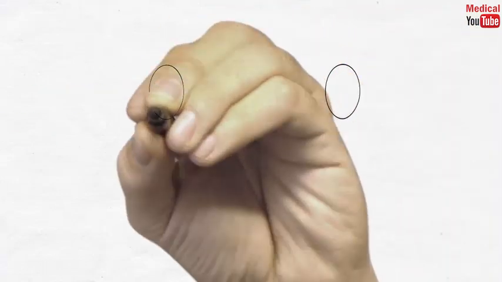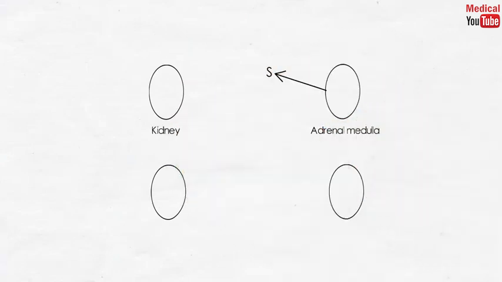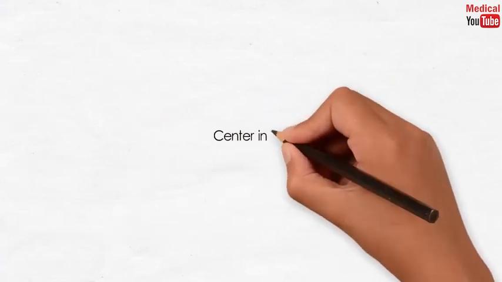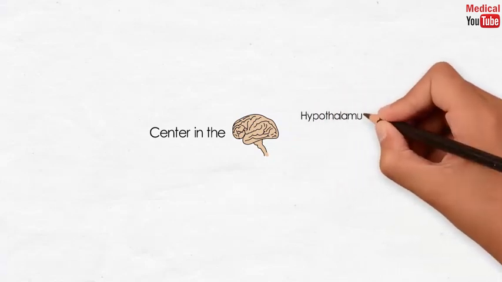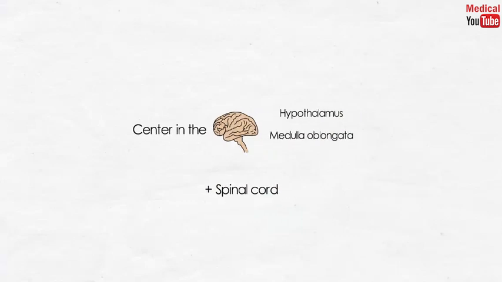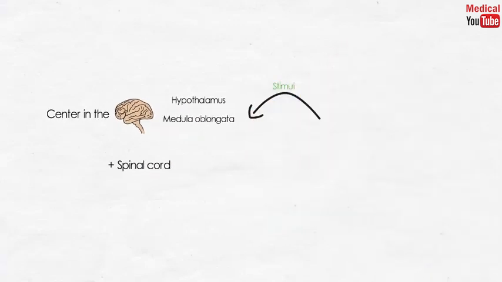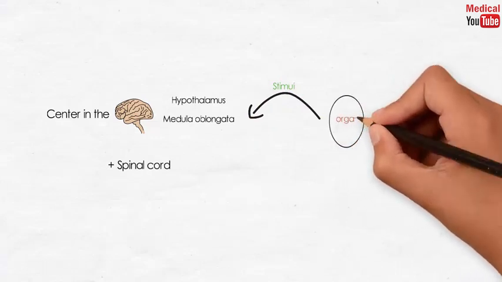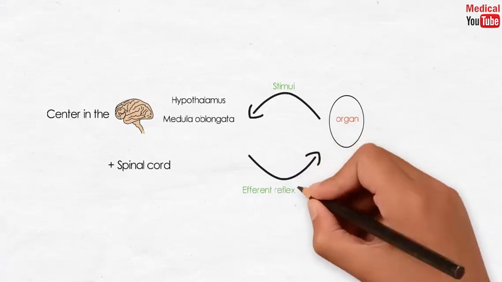There are some organs receiving only sympathetic innervation, such as the adrenal medulla, kidney, pilomotor muscles, and sweat glands. Centers in the brain such as the hypothalamus, medulla oblongata, and also the spinal cord respond to the stimuli of the afferent impulse, originating in the viscera and other autonomically innervated structures, by sending out efferent reflex impulses via the ANS.